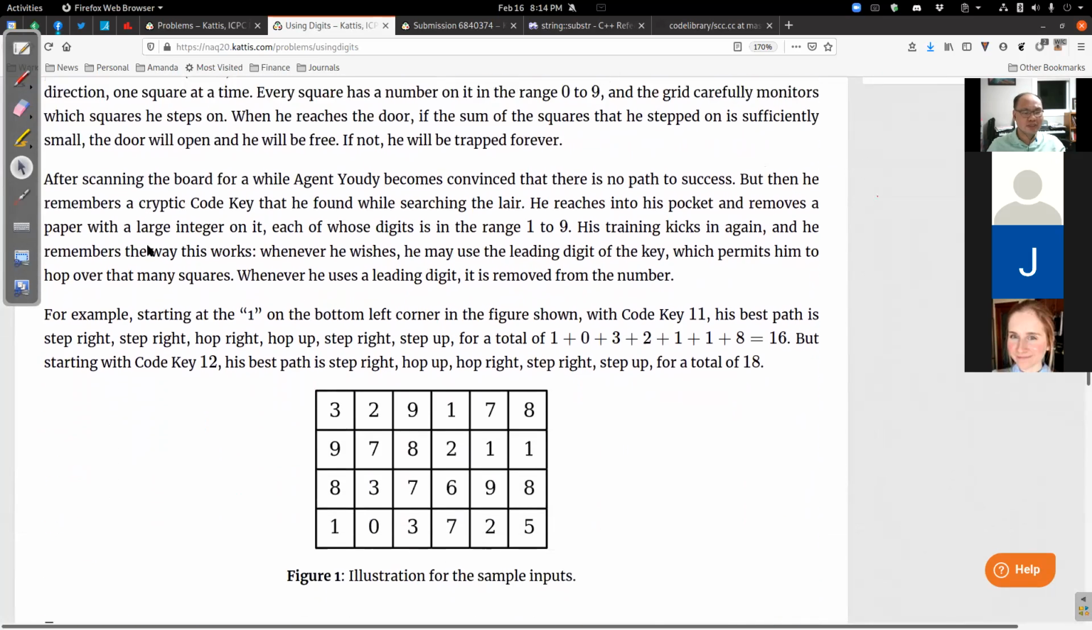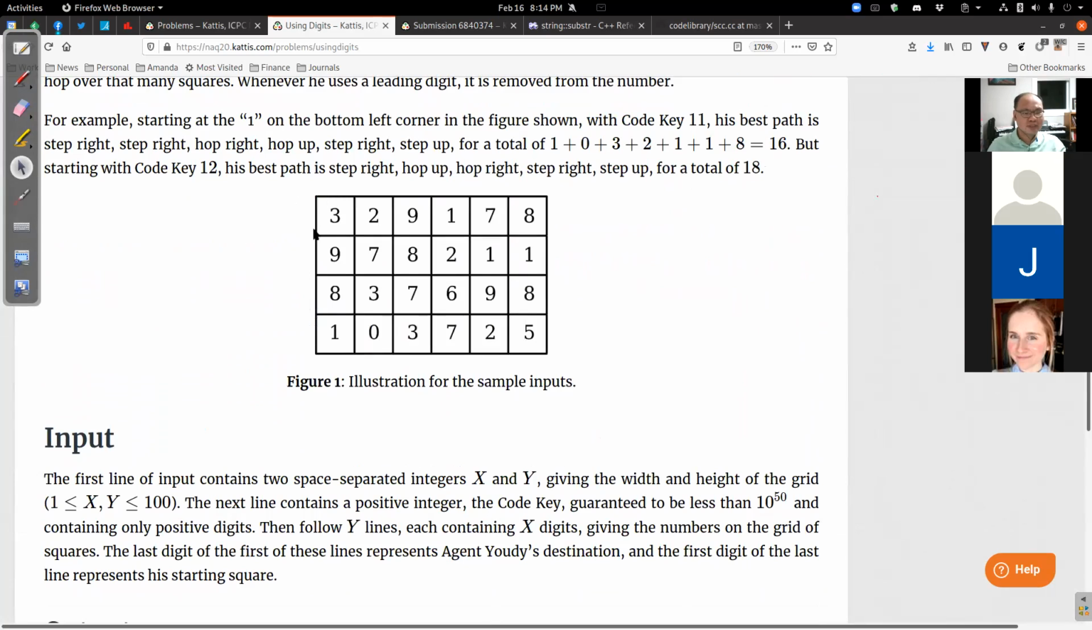Maybe it's easiest to just look at the picture. You have a grid like this. Each grid location has a number. You're trying to move from the bottom left, which is where you go into the maze, and you're trying to get out from the upper right. So always from the bottom left up to the upper right.